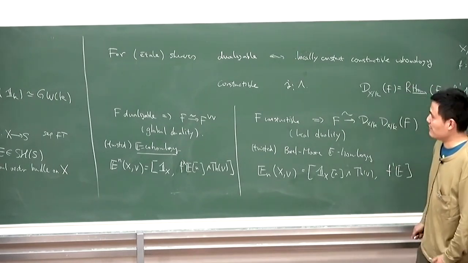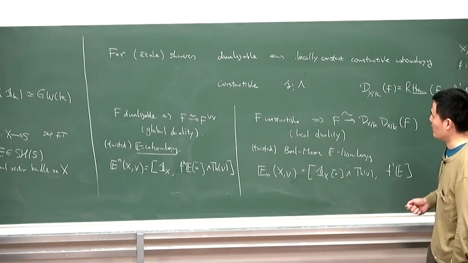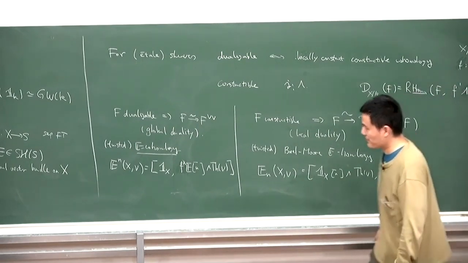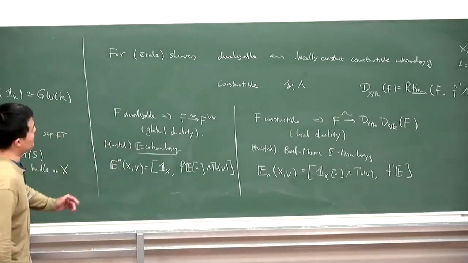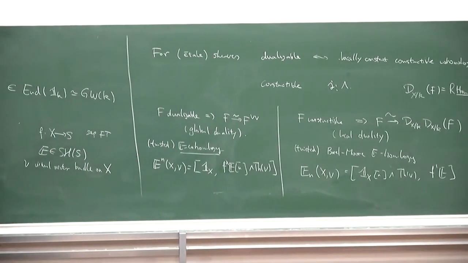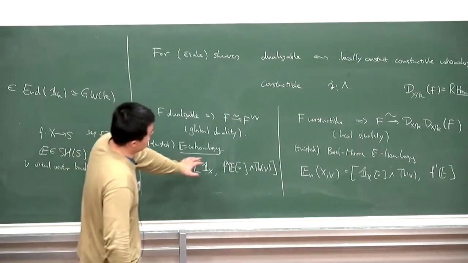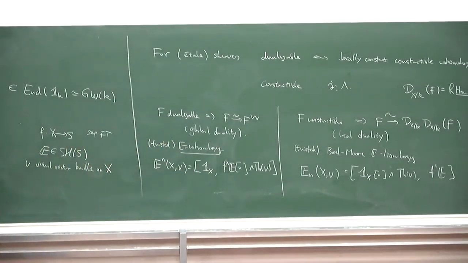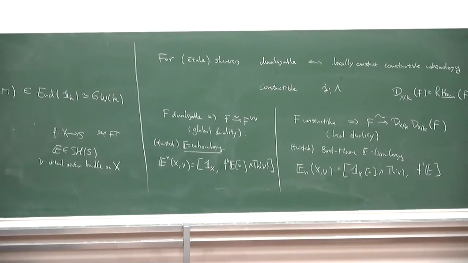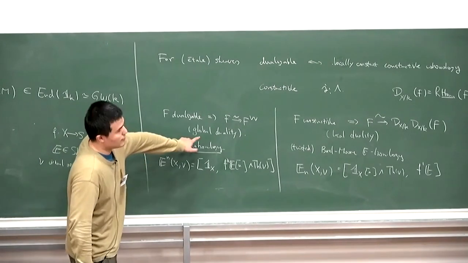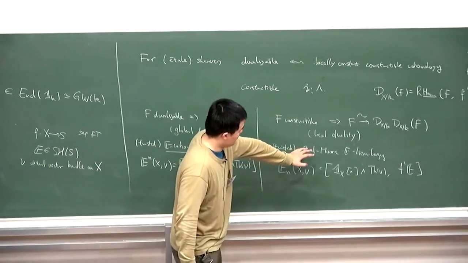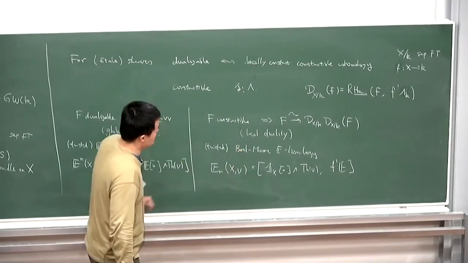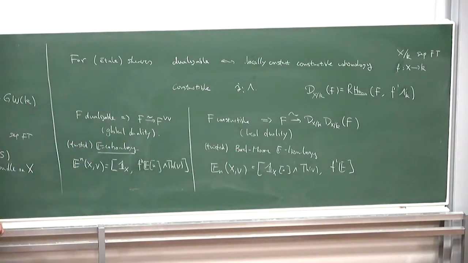For example, as we have seen, the Chow groups are a type of Borel-Moore homology. So in categories of sheaves, for example motivic sheaves, you have these two types of things. And what I'm going to talk about is that here you have the global duality and you have the formalism of traces. And here we actually have a version that corresponds to the Borel-Moore type trace.